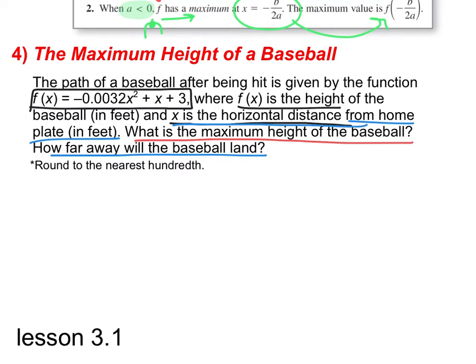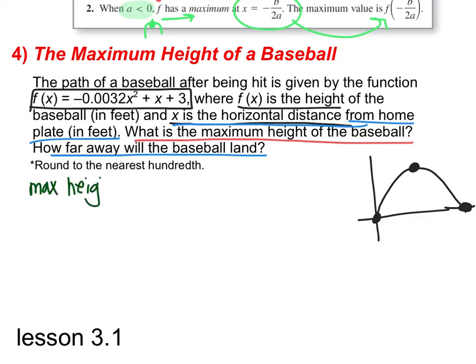So let's just sketch, and I don't have any exact values here, but if I start at 0, I know the baseball has to go up and then it has to come back down. So if we're starting at 0, it's at the maximum point here, and then it lands over here. So the picture just helps us figure out what we want to find. To find the maximum height, we're going to use what's in the table above, and we're going to find x equals negative b over 2a.